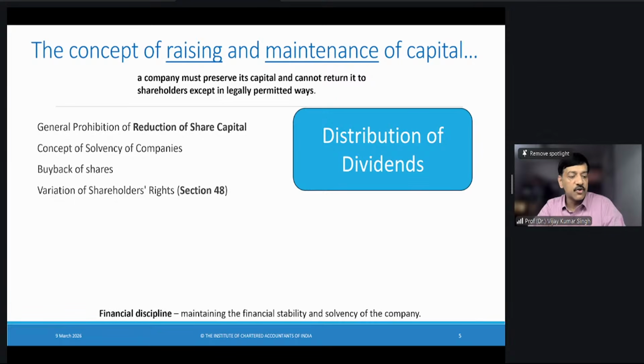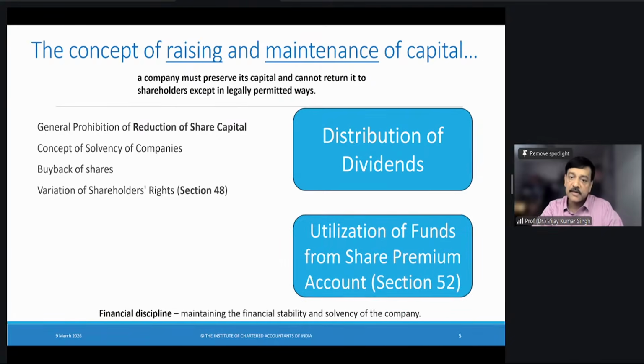So there is an independent board of management which decides whether there will be a distribution of dividend or not, whether there will be a distribution of profit or not, depending upon the statutory requirements, right? And this is the law relating to maintenance of capital. So distribution cannot be indiscriminate.